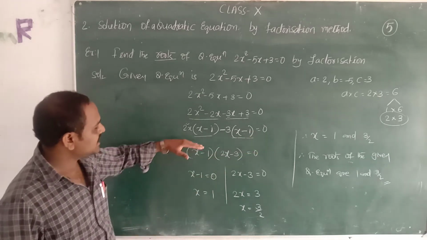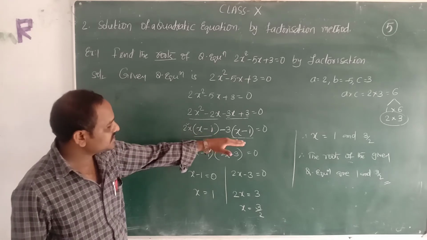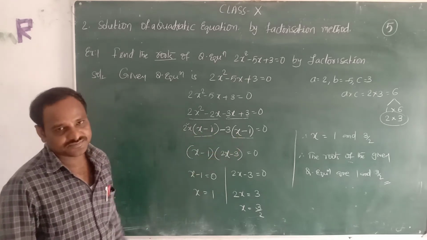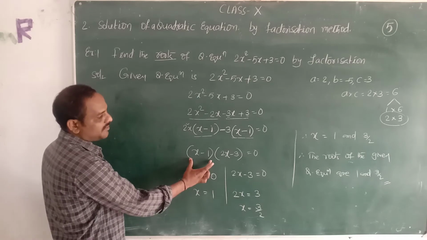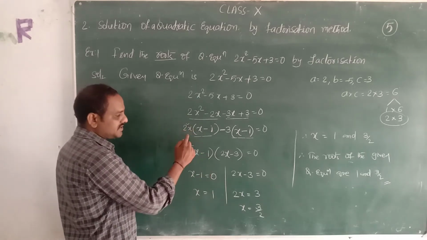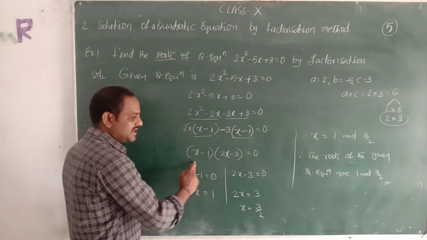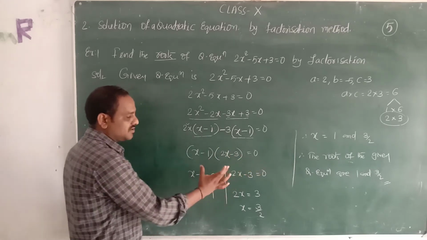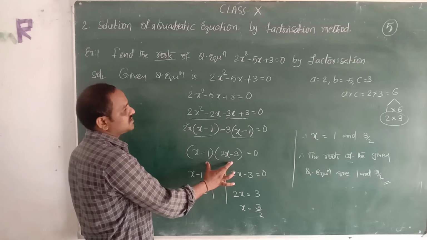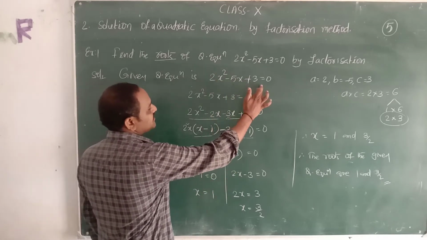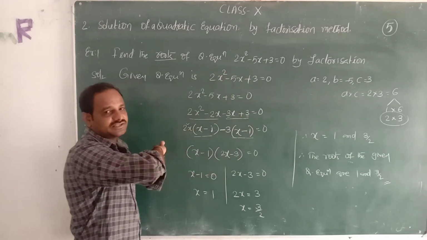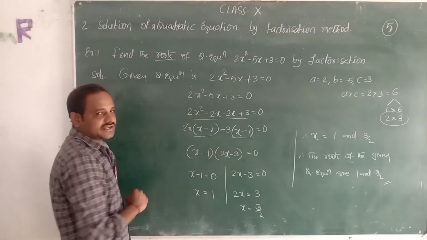So now from these two terms, x minus 1 is common. By taking x minus 1 as common, the remaining terms are 2x in the first term and minus 3 in the second term. So we got x minus 1 into 2x minus 3 equal to 0. These two are the factors of 2x square minus 5x plus 3.